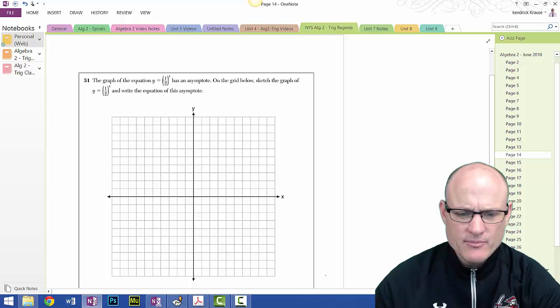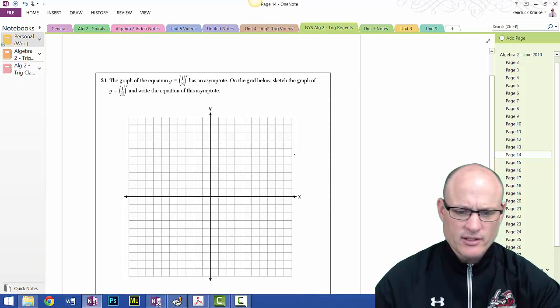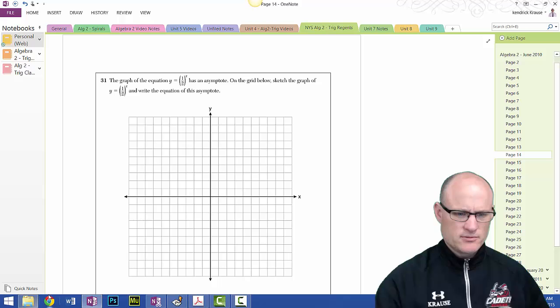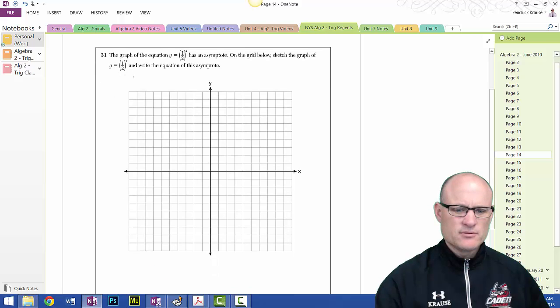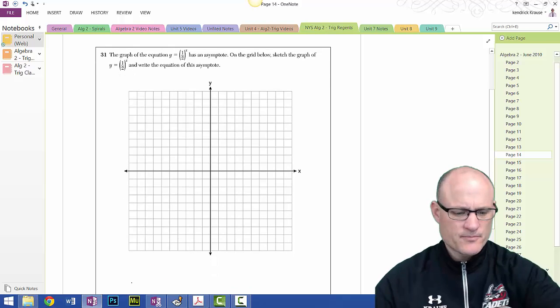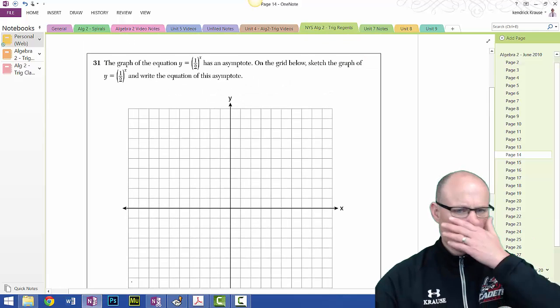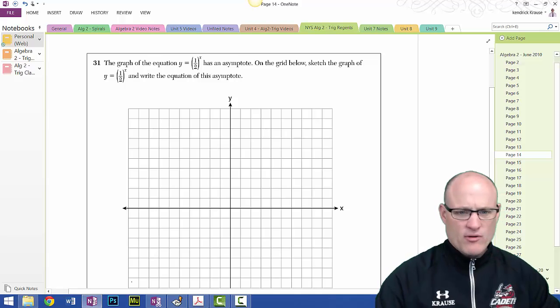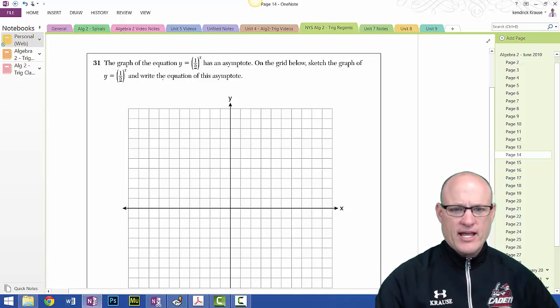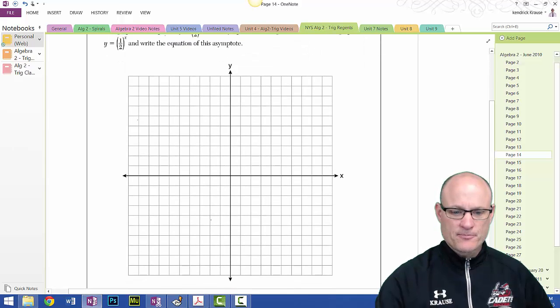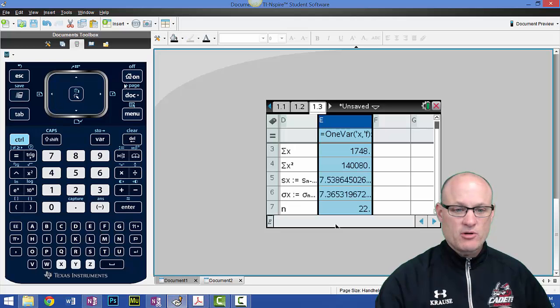Oh, I might have to keep this one small like this. Well, this is going to get crazy looking. All right. So the graph of 1/2 to the x has an asymptote. Oh, the graph on the grid below. Sketch the graph of that, and then write the equation. Well, you can do it one of two ways. First of all, if you want to get an idea what this thing looks like, I'm having a hard time moving this down. If you want to get an idea what this thing looks like, you can come over and let's graph.